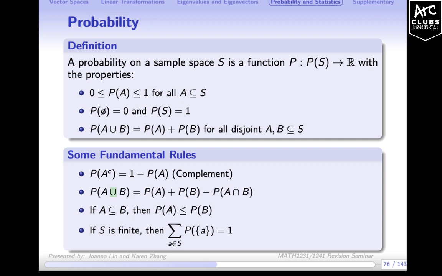Usually, we always have to subtract off the intersection. So subtract off the probability of both A and B happening simultaneously. So this equation here is a lot more useful and is something that you should remember as well.